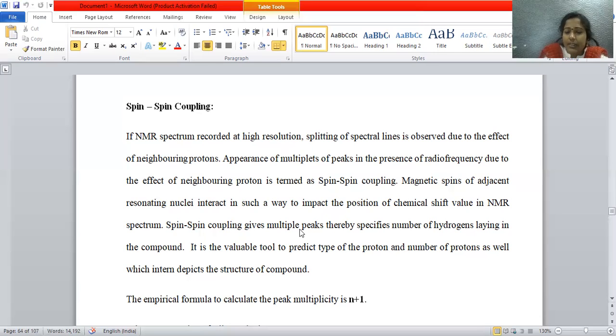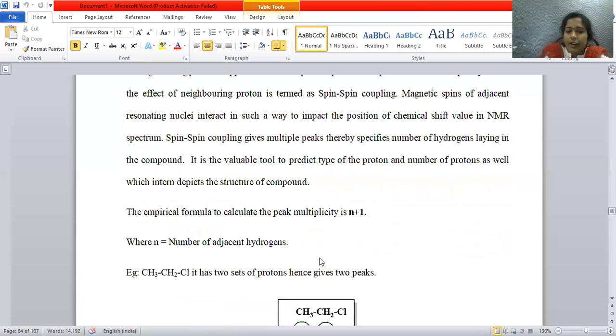Instead of a single peak, you may get a singlet, doublet, triplet, quartet, quintet, or multiplet. In this way, many splittings of signals can be observed in NMR spectroscopy because of spin-spin coupling. And mainly, signals don't rely on the number of hydrogens, but depend upon the nature of hydrogens present in the given compound.